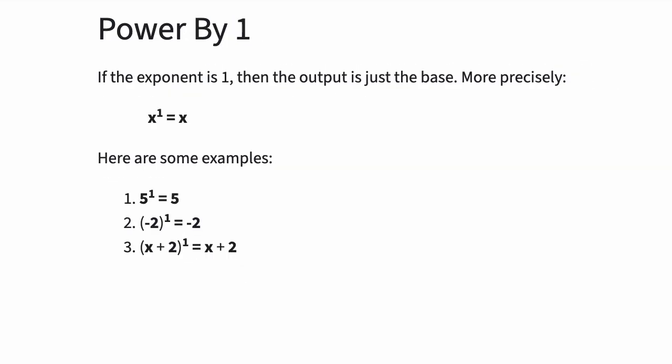If the exponent is 1, then the output is just the base. More precisely, x to the first power equals x. For example, 5 to the first power equals 5. Negative 2 to the first power equals negative 2. And x plus 2 to the first power equals x plus 2.